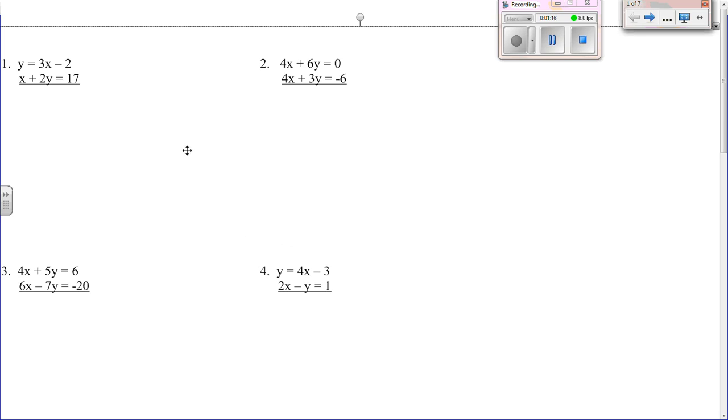y equals 3x minus 2 and x plus 2y equals 17. Perfect case for substitution because y is by itself already. So I can do x.